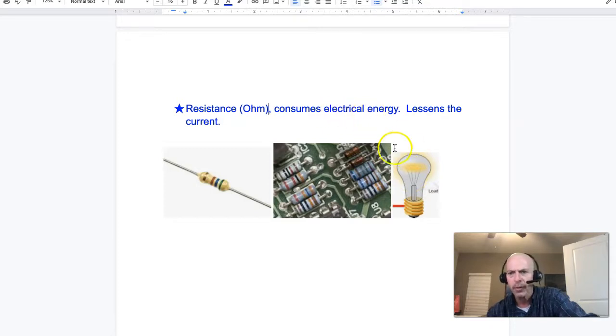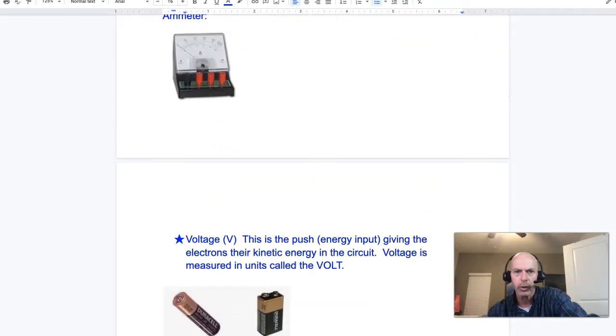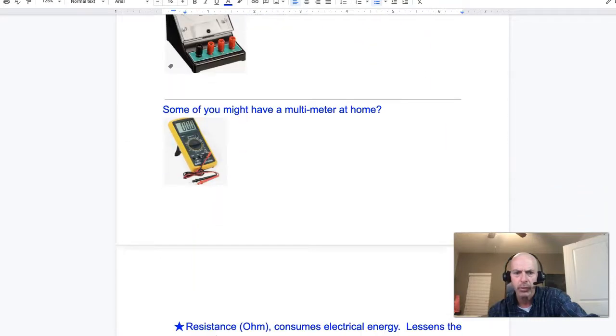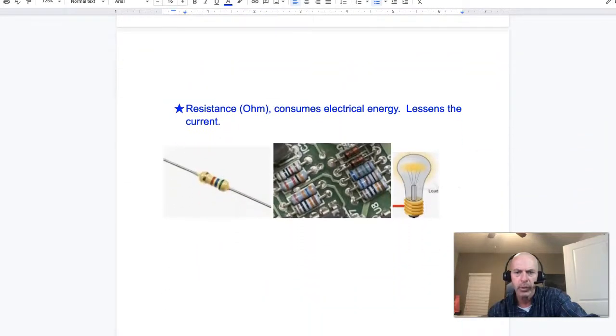Well, part of the problem with current is that it's somewhat a dangerous sort of thing. If we have too much current, that can be pretty harmful. So often in circuits, we'll put in resistors, and that can lessen the current that's flowing in the device.